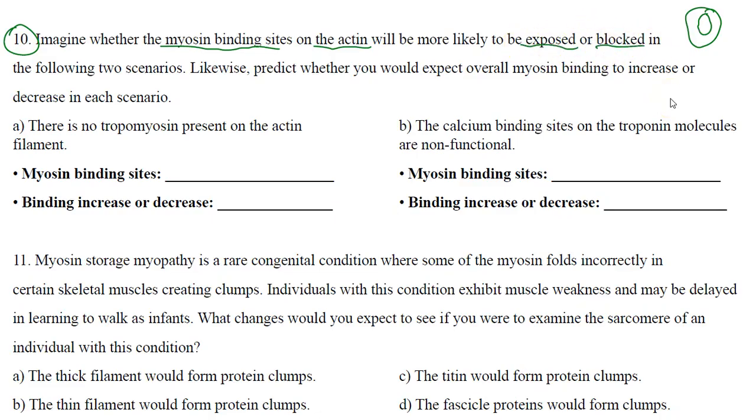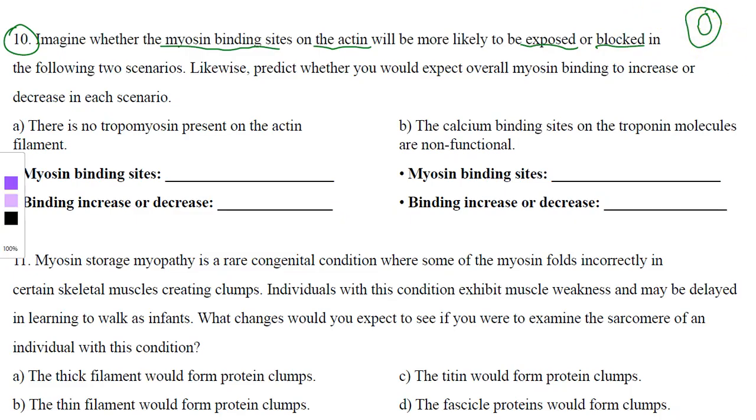If it's exposed, what does that mean? Before I even read the rest of it, that means tropomyosin is not present. Right? That means that thread-like protein has moved away from the actual bead, allowing for the myosin binding site to be open. But if it's blocked, that means the tropomyosin is actually across the binding site here.